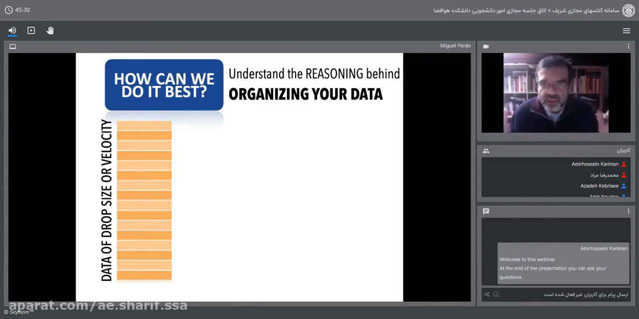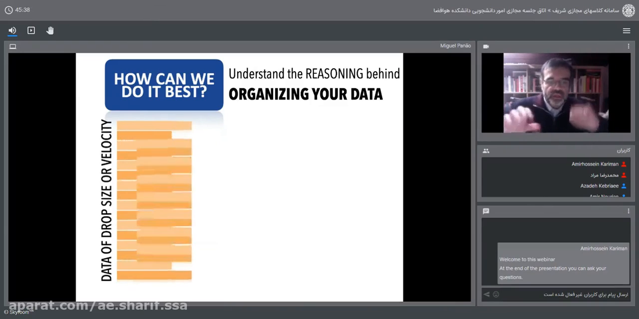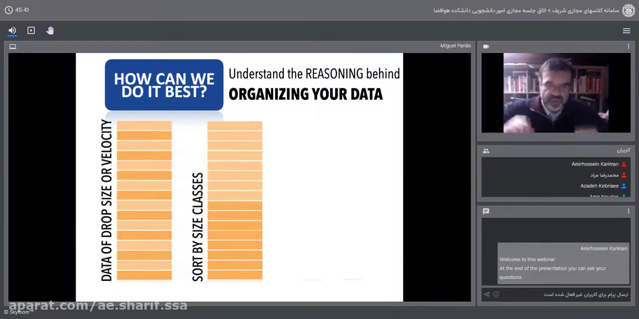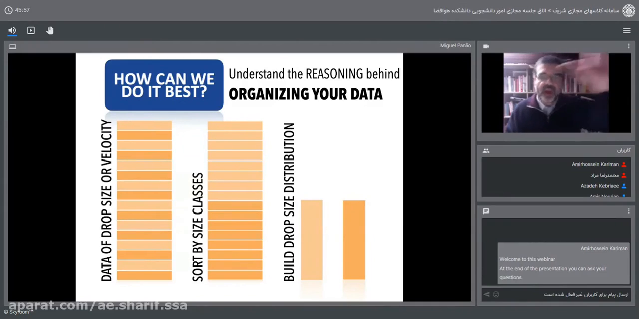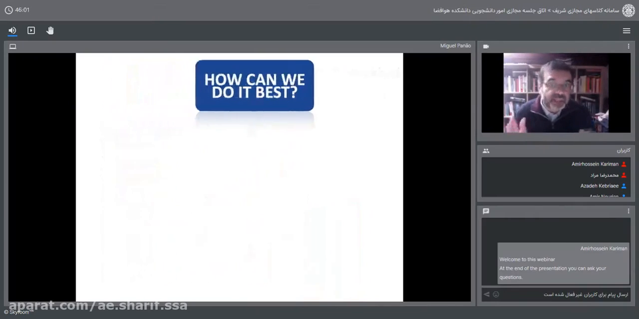So basically, concretely in practice, what does this mean? We have all this data. We sort, for example, in terms of drop size, we sort this data by size classes. And then for each size class, we compare to the total number of droplets, and then we get these histograms, which we usually call drop size distribution, okay? This is how we usually organize our data, but how can we do it best?